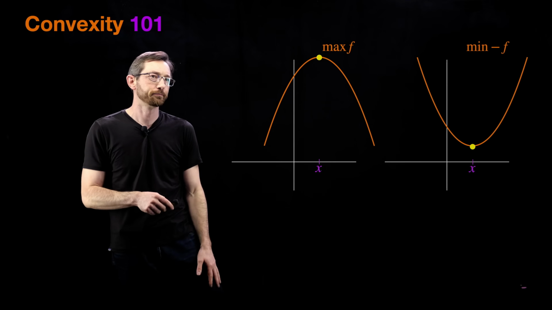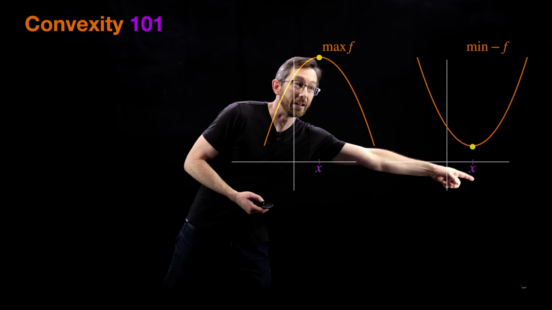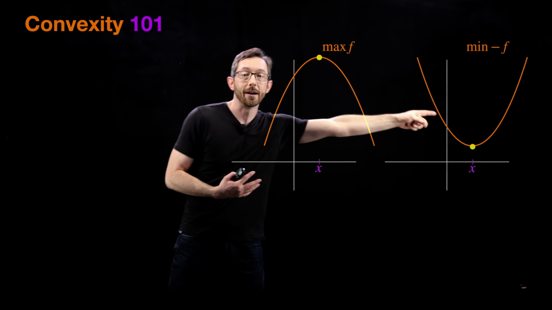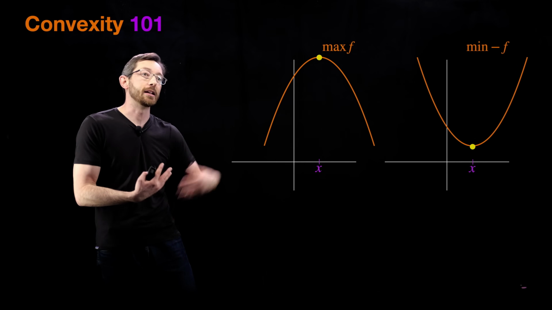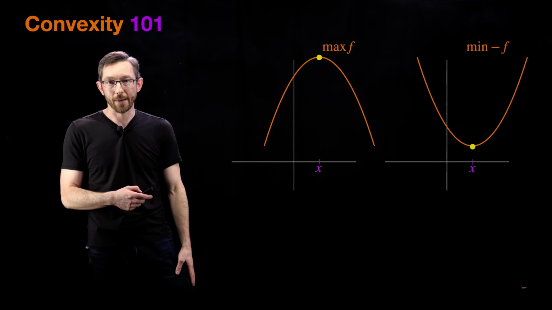Same basic idea. They have the same optimum value. So the same x that maximizes f will also minimize minus f. So if I find that optimum solution of the minimization problem, it's also the optimum solution of this equivalent maximization problem.